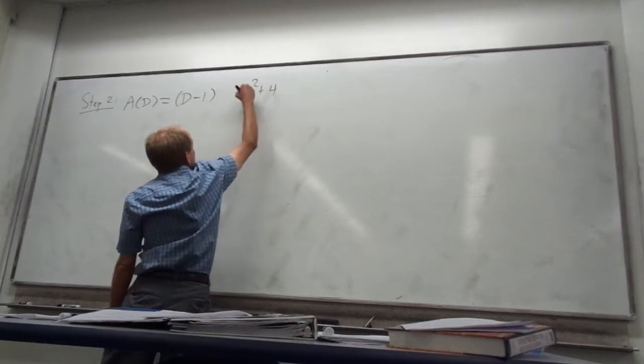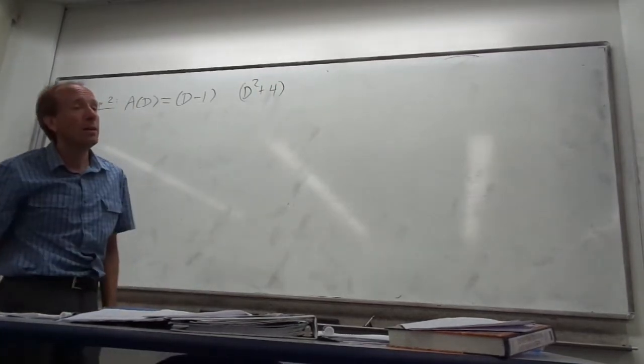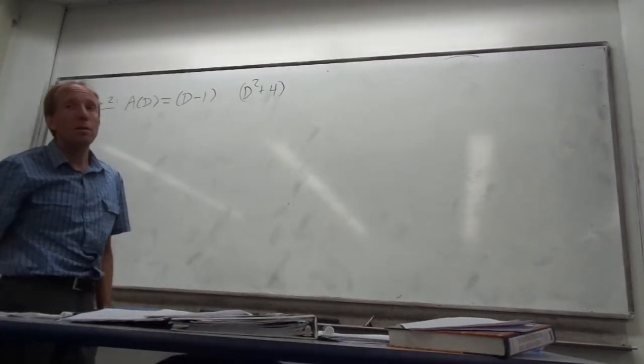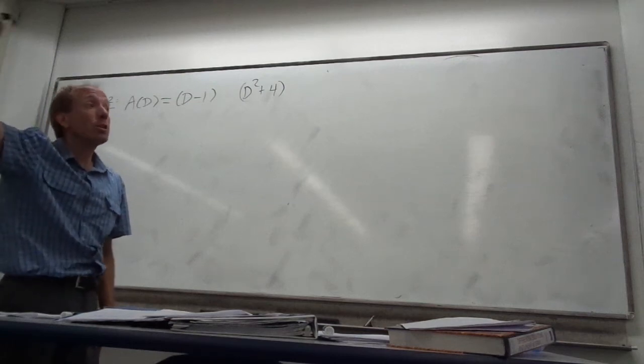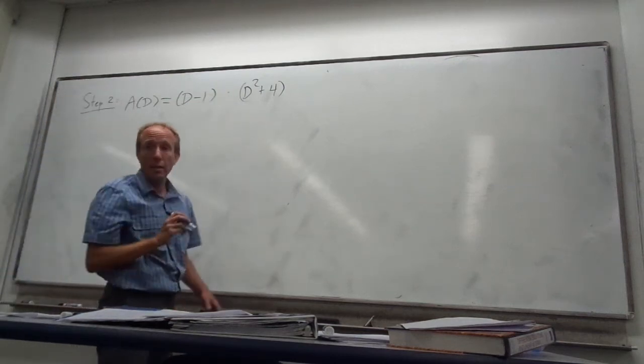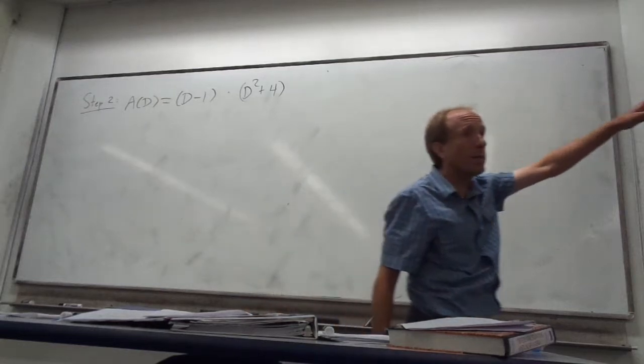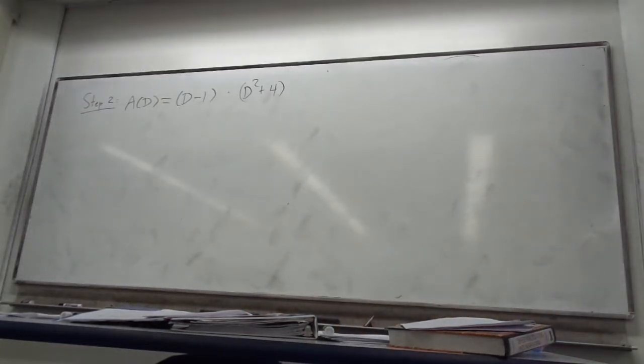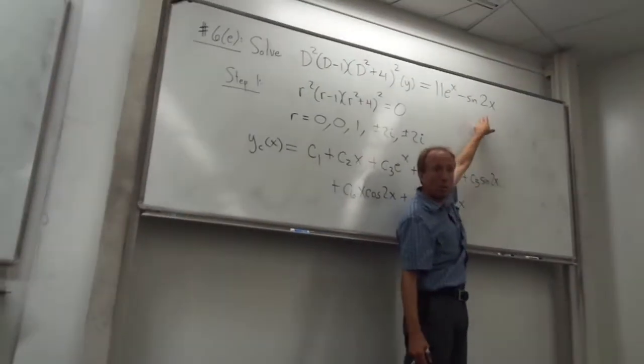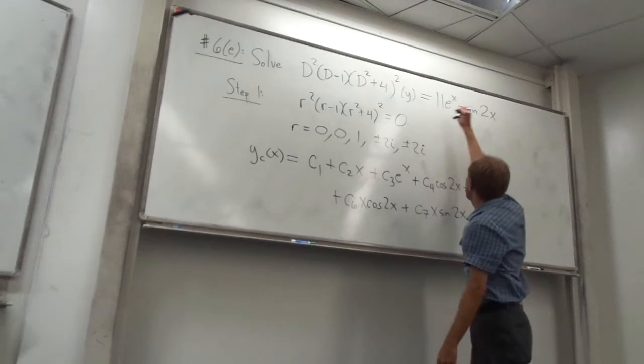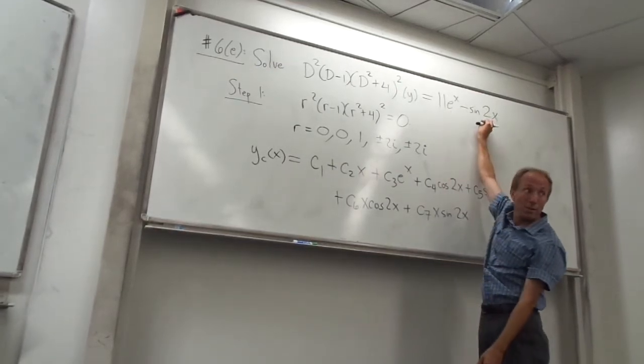What do I do with these 2 annihilators? I multiply these annihilators, exactly, because even though there is a subtraction here, the original problem we have is 11 e to the x minus the sine of 2x, right? By subtracting these, but when you take annihilators, you have to multiply the individual annihilators. Okay, great. So this is what we're going to have.